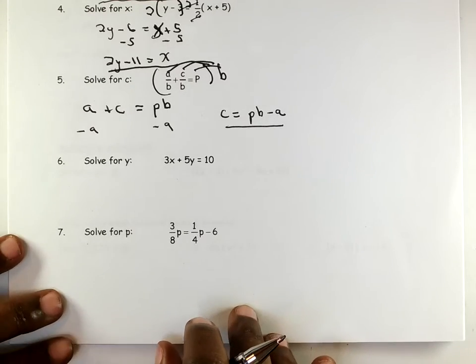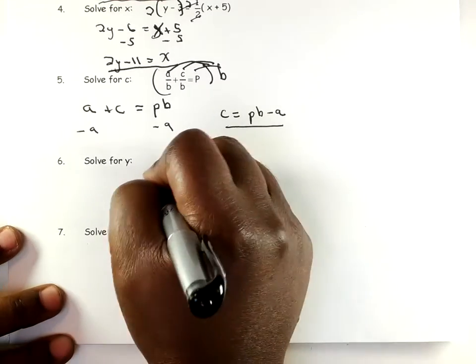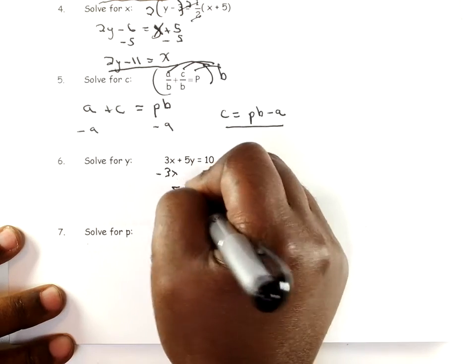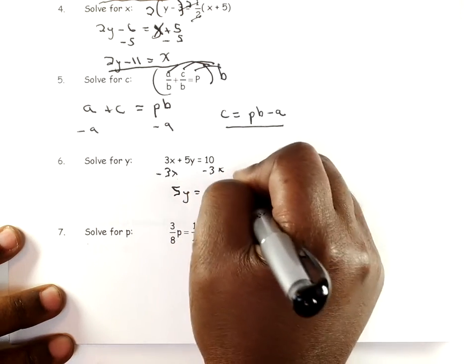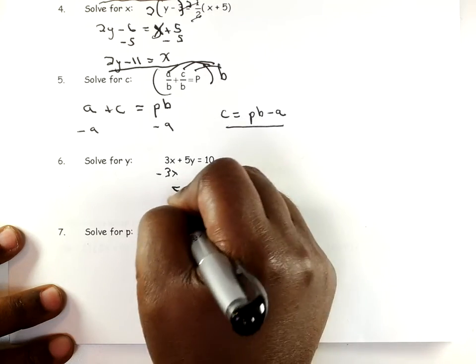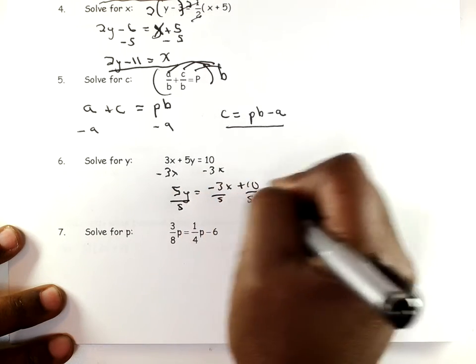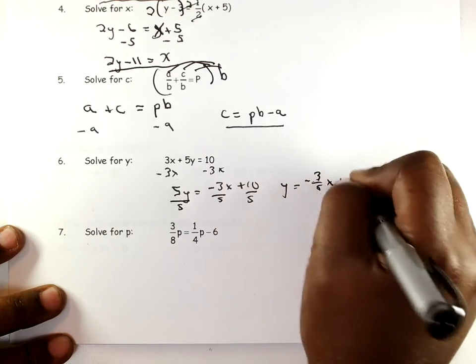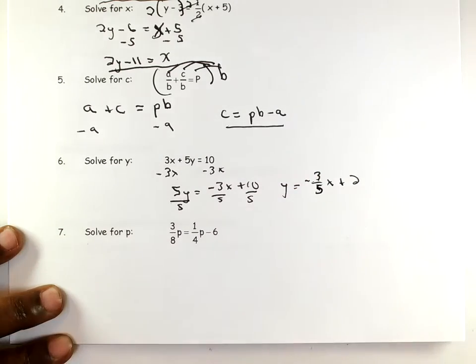Number 6, I'm solving for y. So I'm going to subtract 3x from both sides. And I get 5y is negative 3x plus 10. And then divide everything through. So I get y equals negative 3/5 x plus 2. And that is in slope-intercept form.